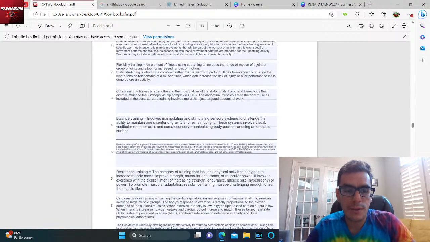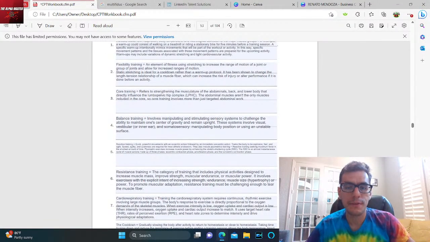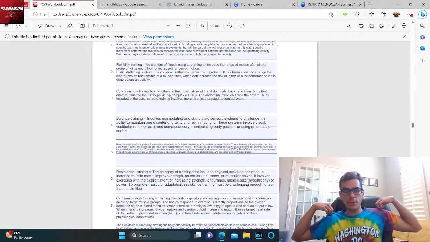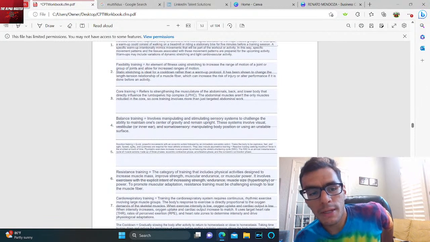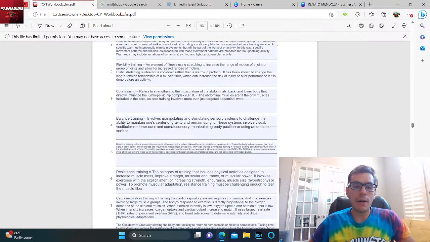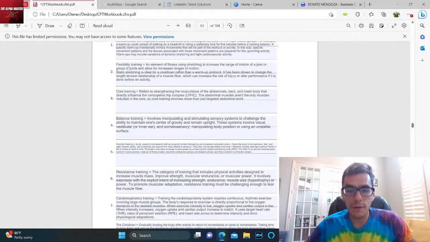Reactive training is going to include quick, powerful movements with an eccentric action followed by an immediate concentric action. It trains the body to be explosive, fast, and agile. Speed, agility, and quickness are required for most athletic endeavors. They also include plyometrics training, seeking maximum force in the shortest amount of time.